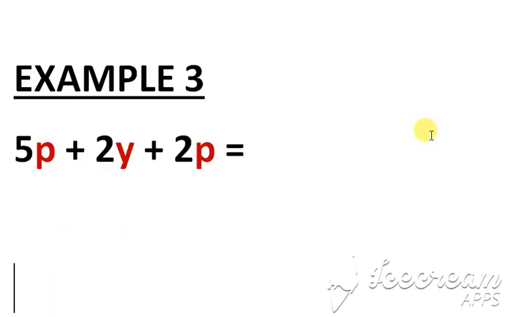Now let's look at example 3. Example 3 says 5p plus 2y plus 2p. In this case, 5p and 2p have the same variable, so we can add these two numbers together. So 5p plus 2p is equal to what? 7p. Is that correct? Now, plus, we now have 2y. Is there another number that has the same variable as 2y? No. So we just say plus 2y. I hope it's clear.